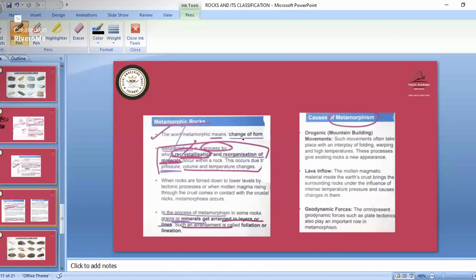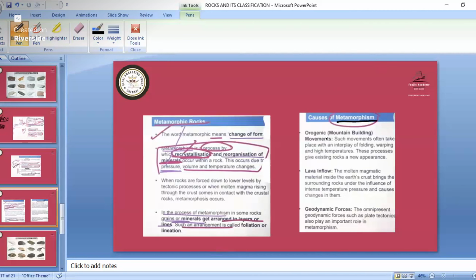Now metamorphic rock, we studied that it is recrystallization and reorganization of minerals, that by some weathering or erosion, if that is taking place and it is settling down, that is metamorphic rocks. In this, minerals will get arranged in layers or lines. Such an arrangement is known as foliation or lineation. So remember this process.